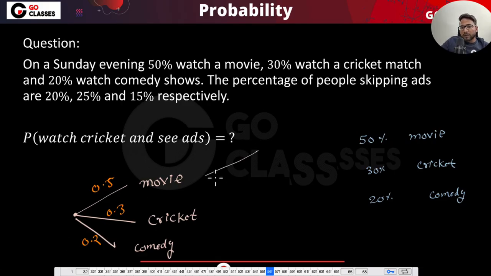Now with this movie, they are saying there is a 20% chance, which means 0.2 is the probability that you will skip the ad, and obviously 0.8 is the probability that you will not skip the ad, right? Not skip ad, or something like this. Okay. Now similarly, you can just extend this diagram. Let me try doing it.